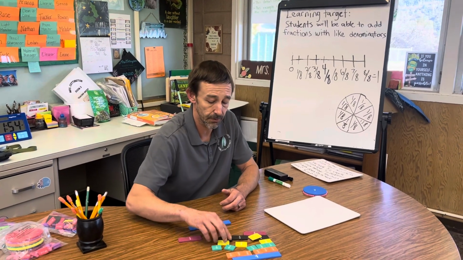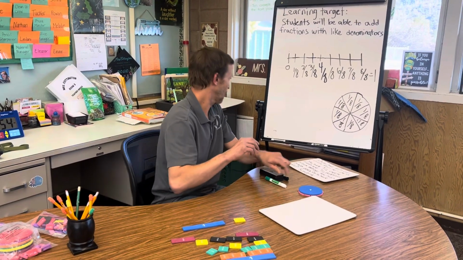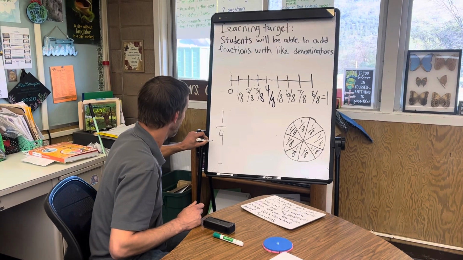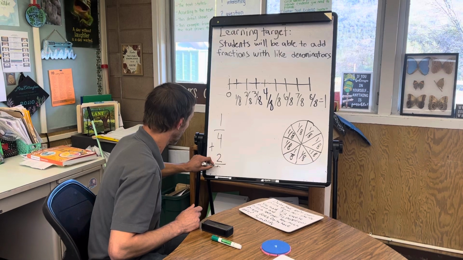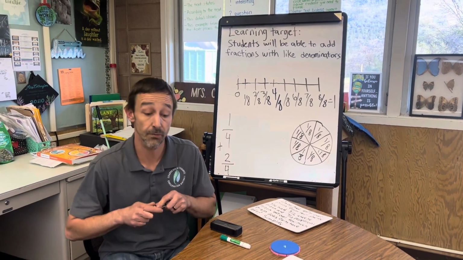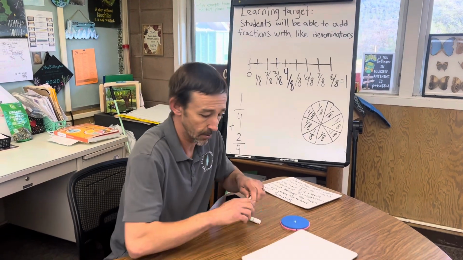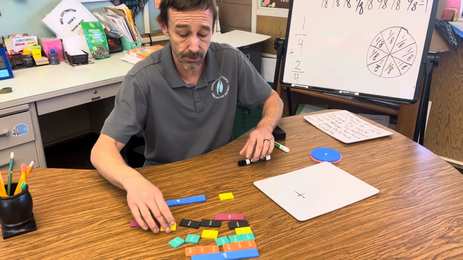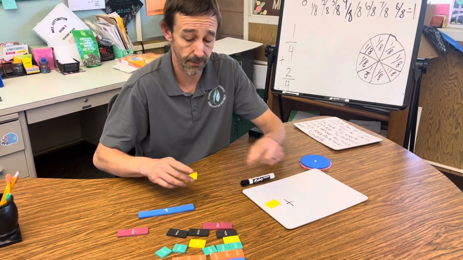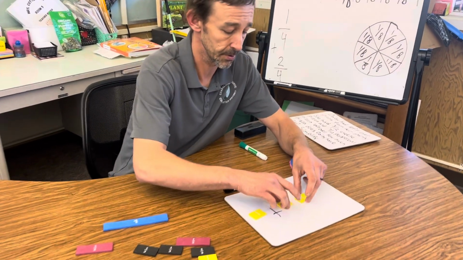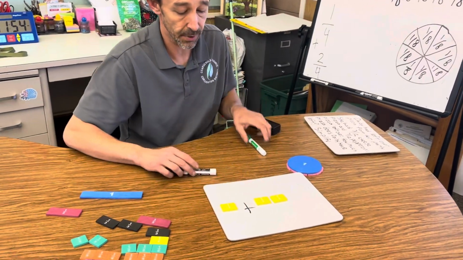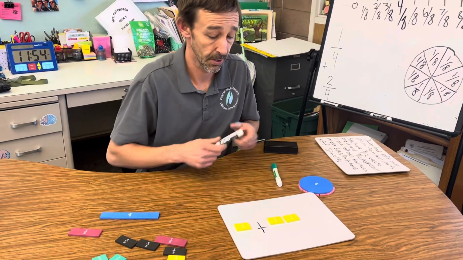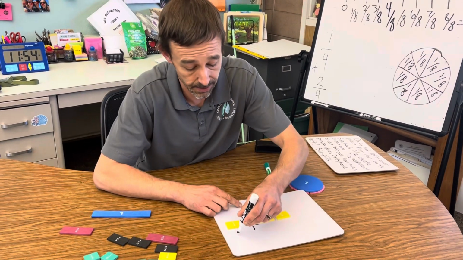So today for our first question, we'll do 1/4 plus 2/4. We can look at our fraction tiles and utilize those. So here we have 1/4 plus 2/4. Right away, it's pretty easy to count our tiles: 1, 2, 3/4. We can also write that down here.